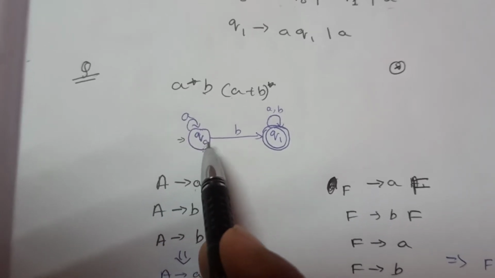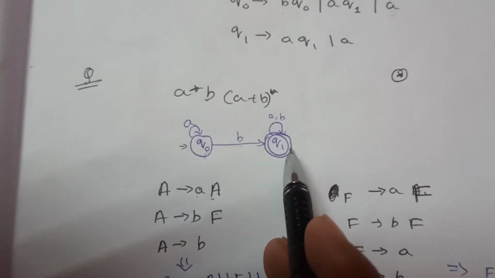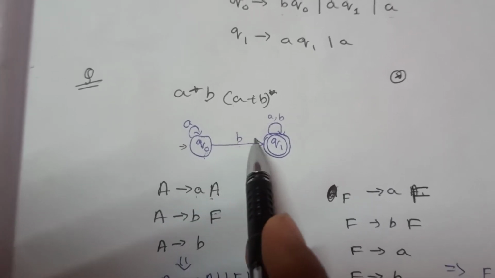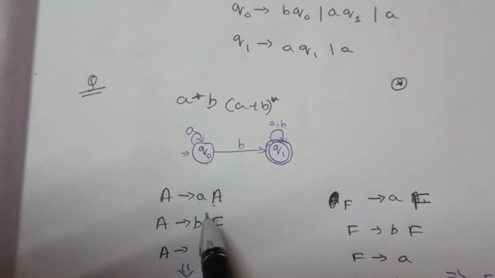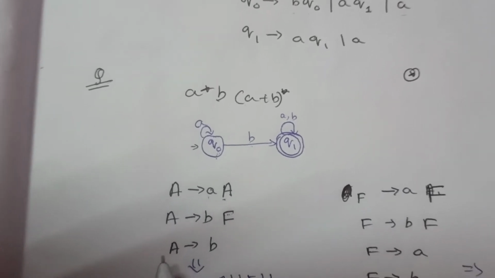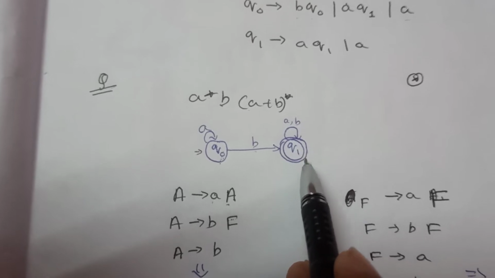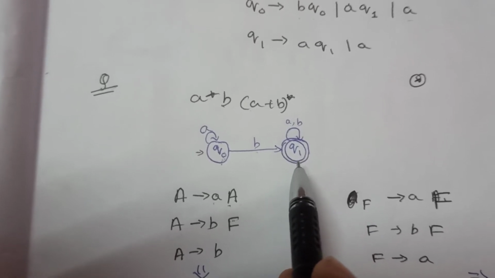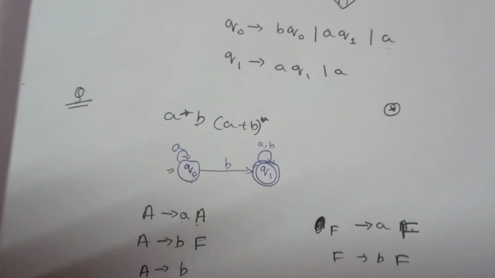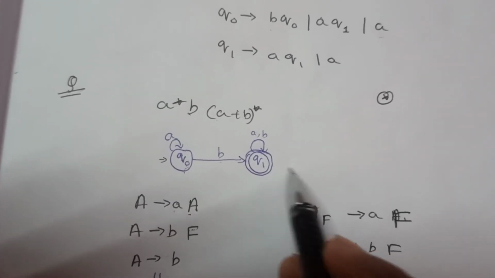And again from q naught, input symbol b takes it to q1. So for input symbol b it goes to another state, which is the final state, so I will write F for it. Okay, so from A to bF is a production rule. And also F is the final state, so there will be another production rule, that is from A to b. Okay, and also for this state I will write the production rules here.